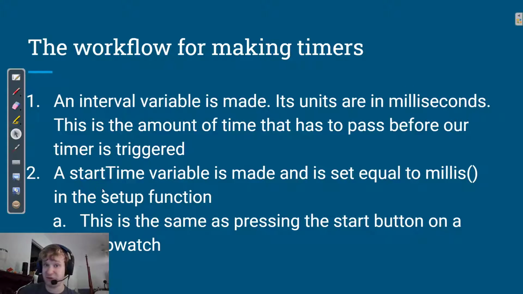So first thing is you make the interval variable. Then you make a start time variable. You can make it an int or a long. And this is initialized in your setup function. Whenever you first make this, in your setup function, you then say start time is equal to millis. That's like you taking your stopwatch and pressing that start button. So it's going to start that stopwatch, it's going to start that counter.